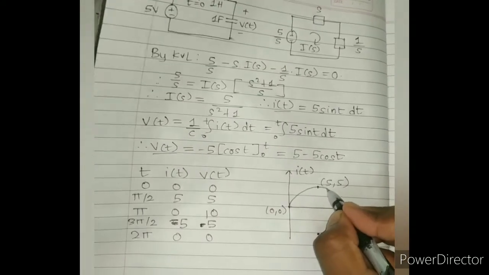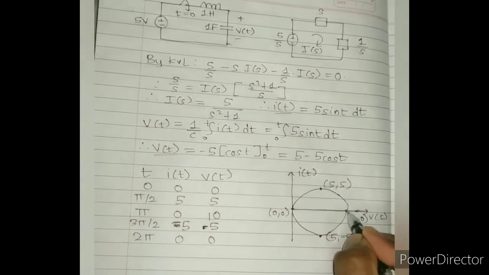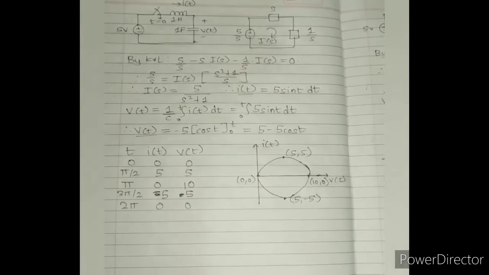So we can see that these points are forming a circle. So the locus forms a circle and from the given options it is option B. Thus the answer of this question is option B.